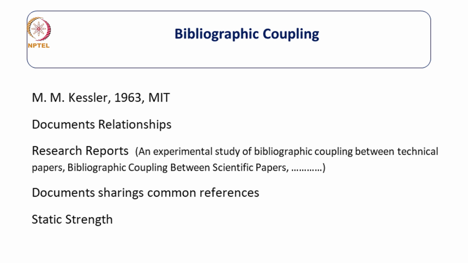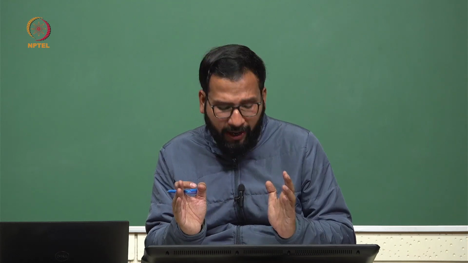Some of the key studies were an experimental study of bibliographic coupling between technical papers, bibliographic coupling between scientific papers, and many more. So what was that relationship? The relationship between two documents is that they share common references. The concept of bibliographic coupling says that if two documents share at least one common reference between them, then those two documents are bibliographically coupled. And the strength of the bibliographic coupling between those two documents is calculated based on the number of common references they share.